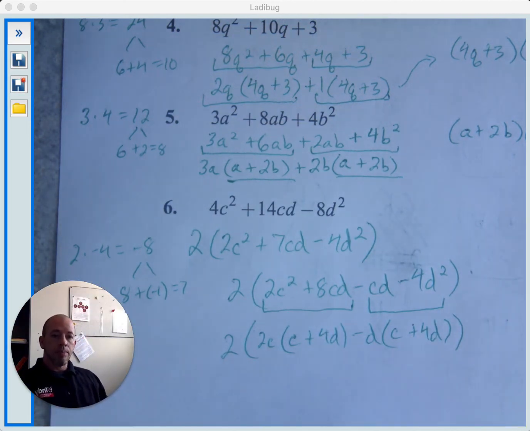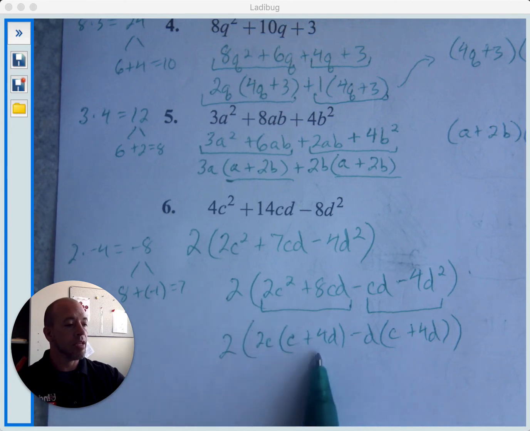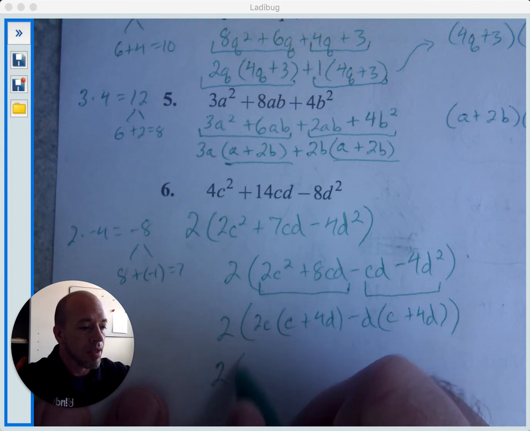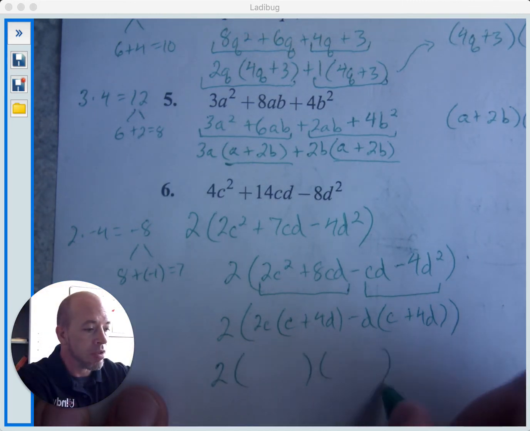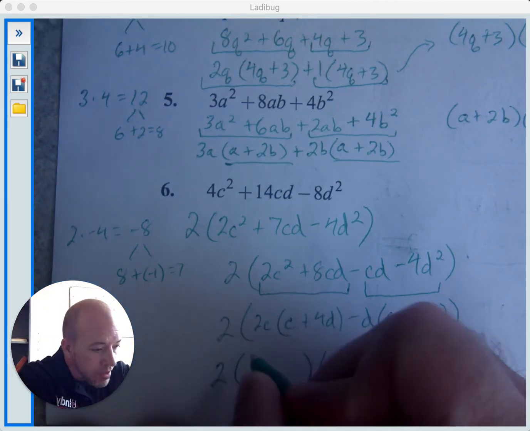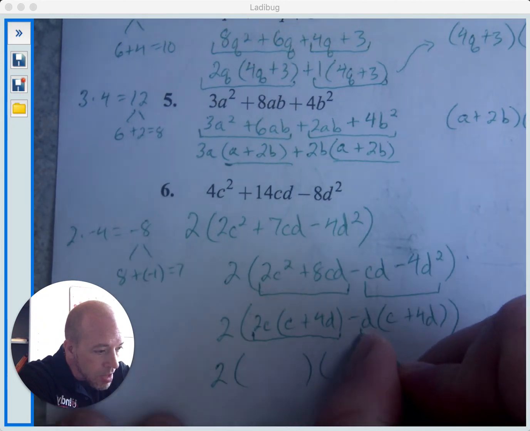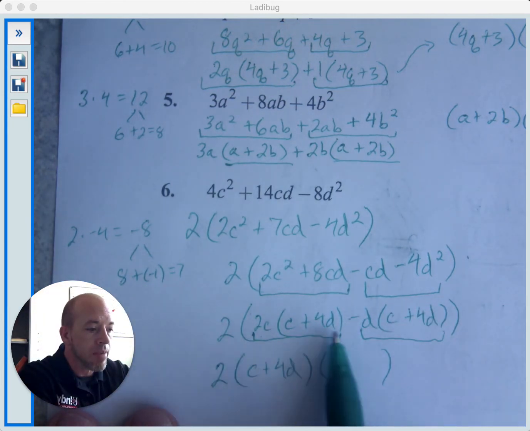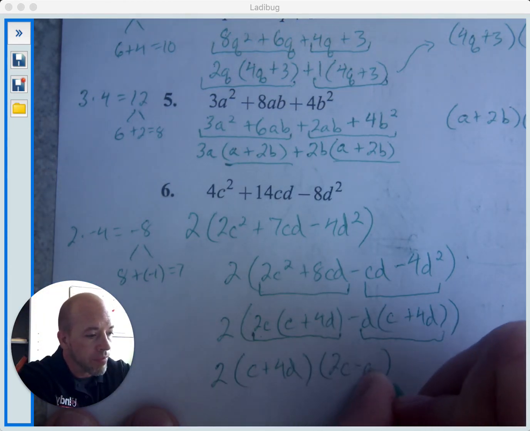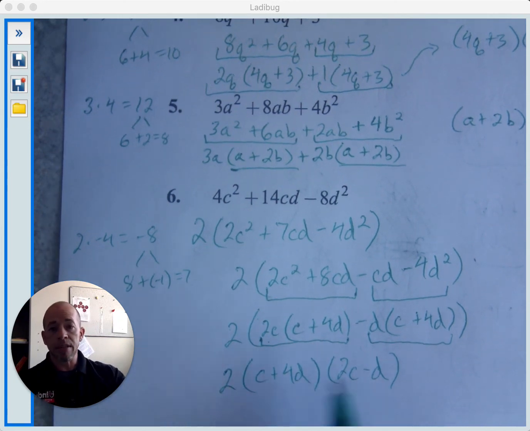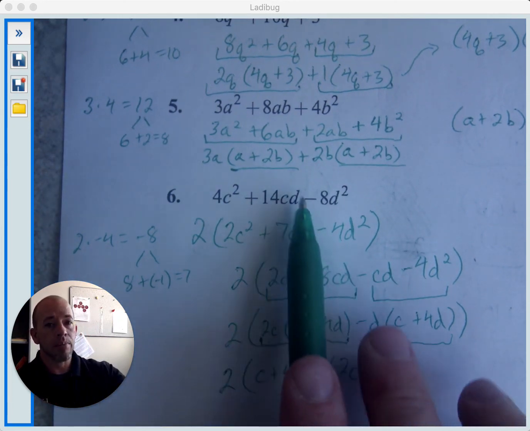All right, so this looks big and ugly, but notice we have our c plus 4d in both places here. This 2 doesn't go away. And we should be able to make this into 2 binomials now. Okay. In parentheses, again, we thought of this as a group, and this is a group. Both those groups have a c plus 4d, and we're left with a 2c minus d. And we are complete. You could multiply that out, use the FOIL method with the binomials, and then distribute the 2 after that, and you should get back to what we have up here.